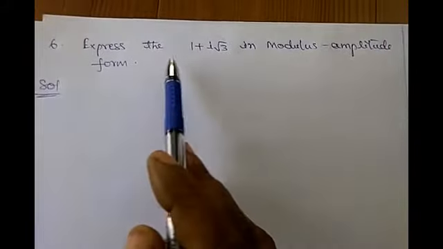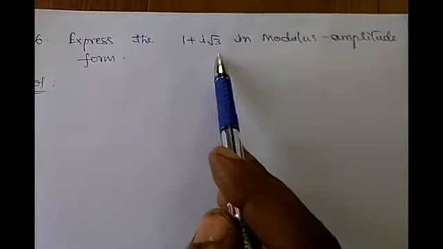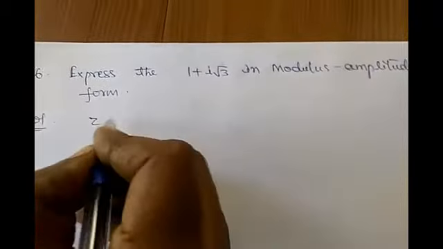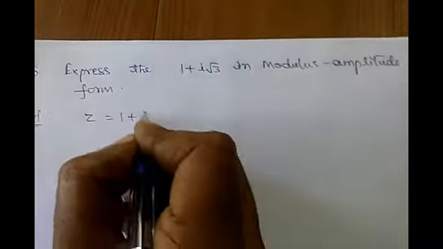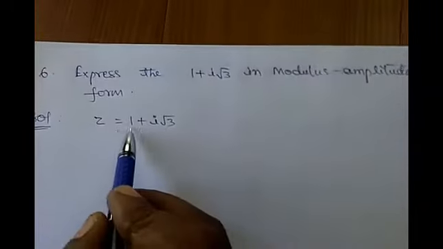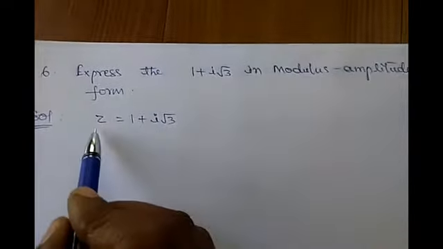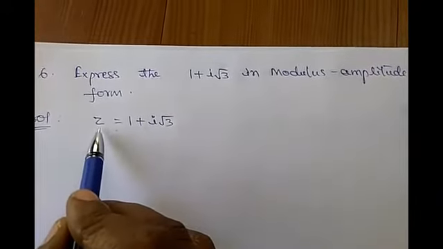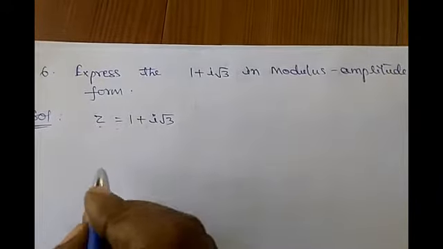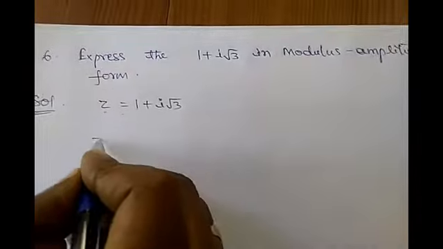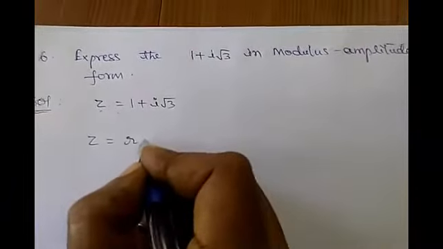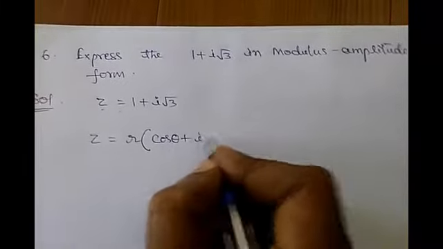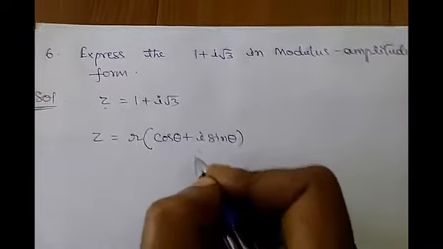The next problem is: express 1 plus i root 3 in modulus amplitude form. Let us suppose z is equal to 1 plus i root 3. Okay. Now we have to write the modulus amplitude form for this z. What is the modulus amplitude form? z equals r into cos theta plus i sin theta. This is the modulus amplitude form.